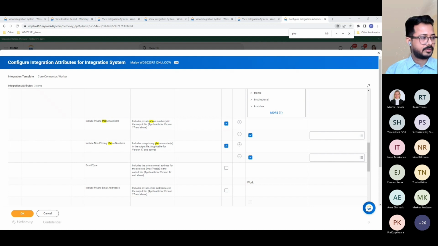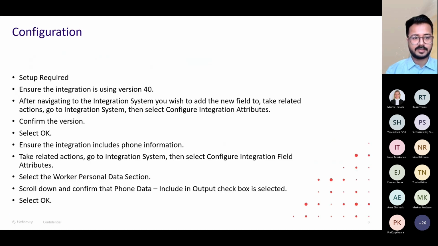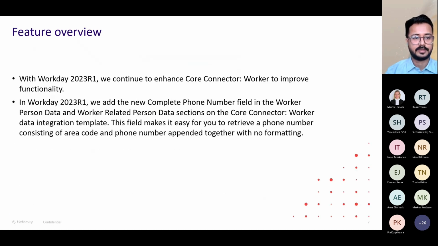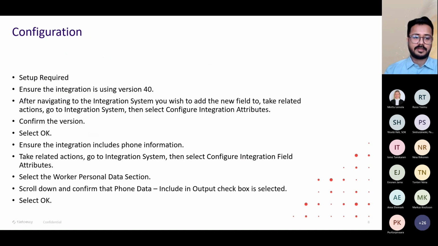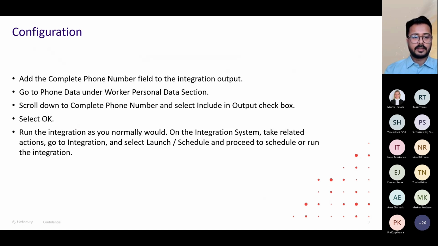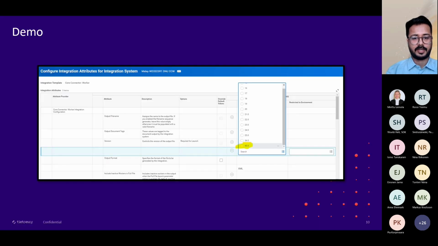If we go back to our slides, this is the same thing we have mentioned here. I will just confirm it. So the integration should have the phone information. We will have to go and select it as I showed you. Then we will have to configure and enter the phone data under the worker personal data section. And then we will launch the integration.